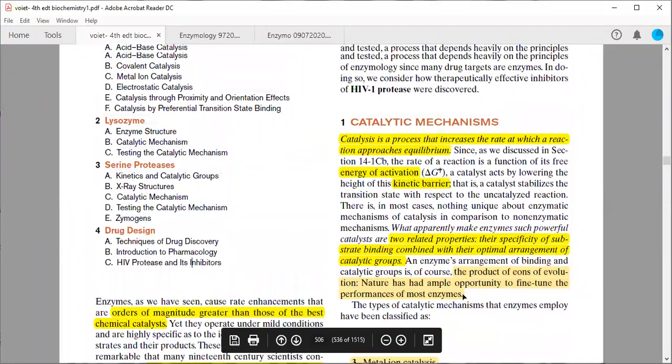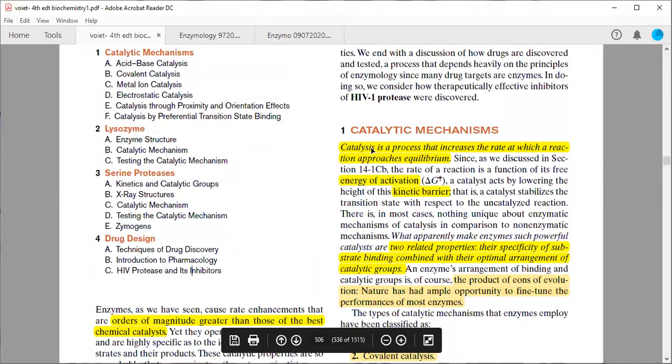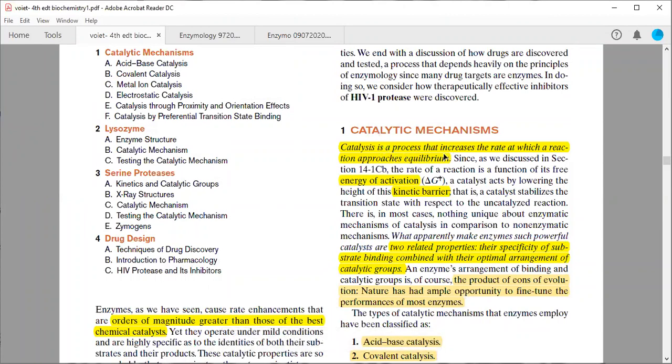Okay, so important points are also given. You can also look at these highlighted texts. If you want to define catalysis in a line and a half, you can say it is a process that increases the rate of reaction without affecting the equilibrium. Generally, it increases the rate of reaction by lowering the activation energy.